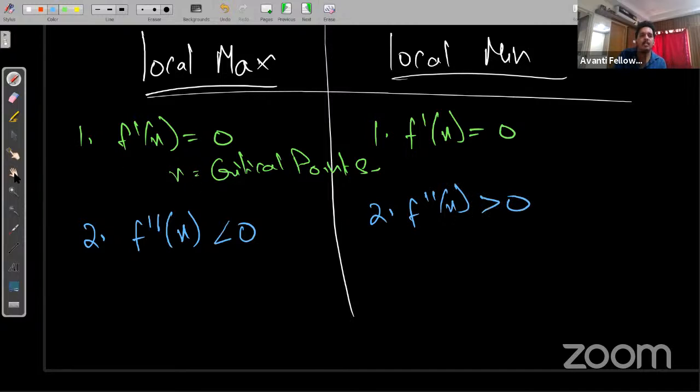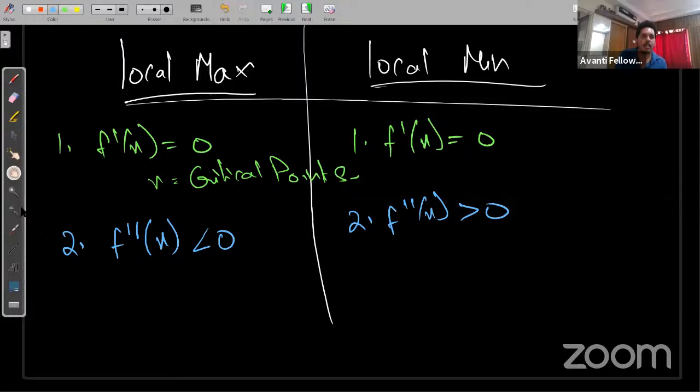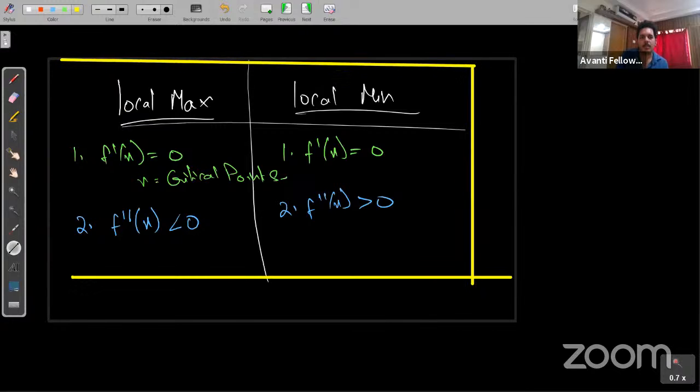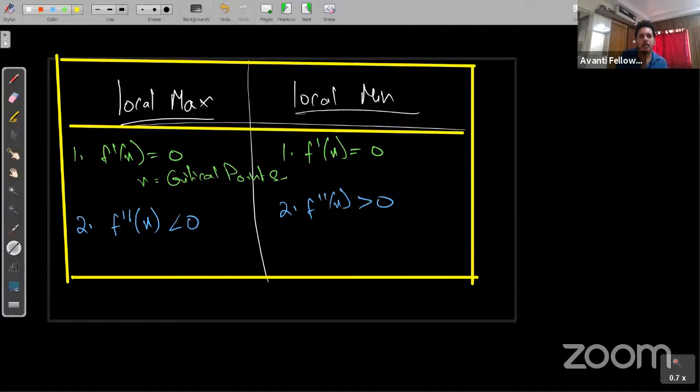So these are the things you have to remember for local maxima and local minima. Understood? So just take this as like a table. This is very, very important, guys. Please remember, everyone. This is like a very important thing to be remembered. Telling you again and again, guys.